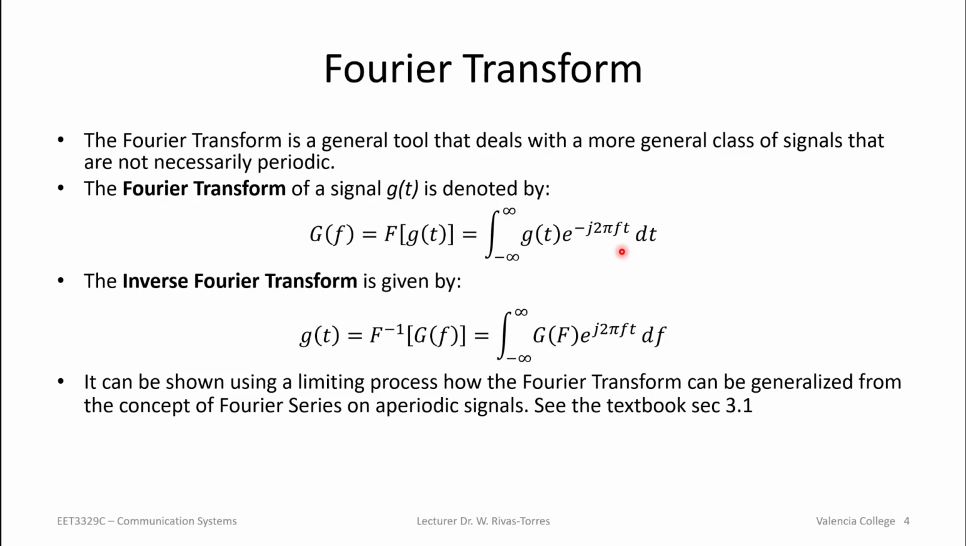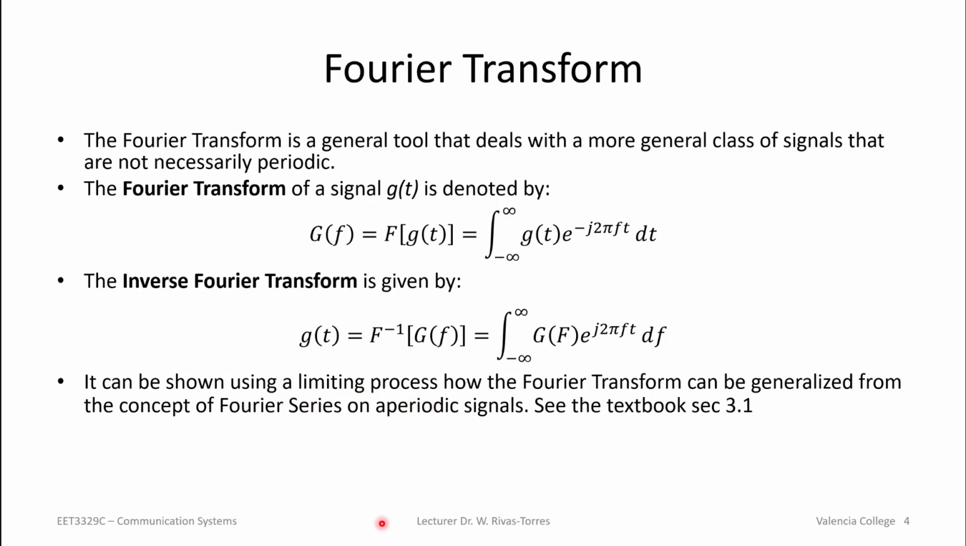And we also have the inverse Fourier transform. Like all inverse functions, it undoes what the direct function does, and we indicate that by F to the minus 1. So now we have a G of f, and we want to go back to look at what is the g of t. The procedure that we have to use for that is, again, an integral of G of f times e to the 2 pi j f t.